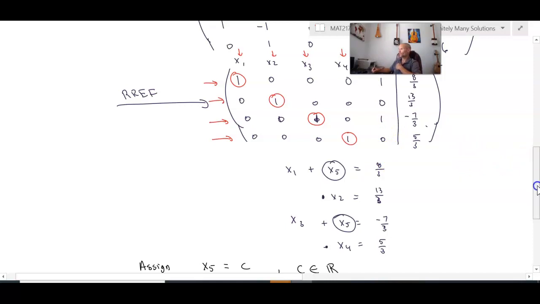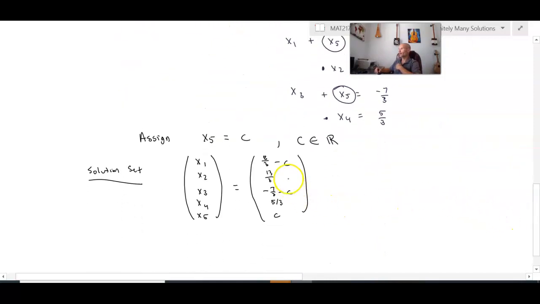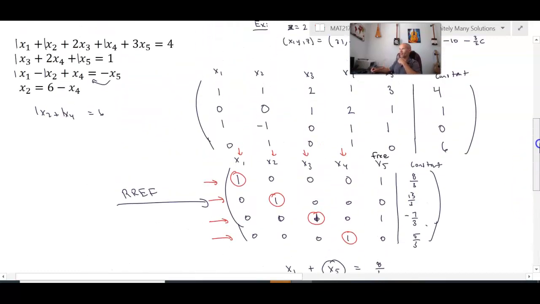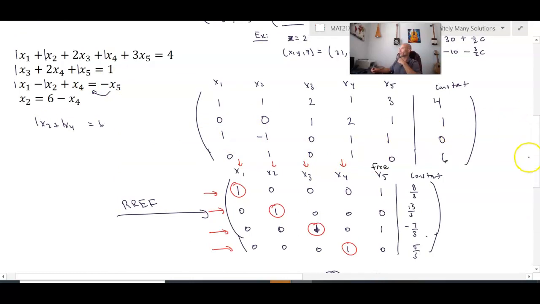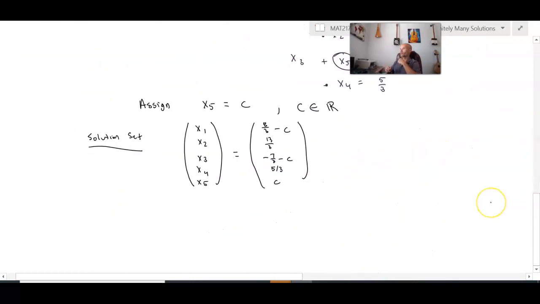We can, at this point, choose a value of c. Although I won't do it here, you could pick c equals 0, for example, if you want an easy check. And then you'd have 8/3, 13/3, -7/3, 5/3, and 0 for your values of x1 through x5. And you can come back up here and plug them in and see that they make all 4 equations true.